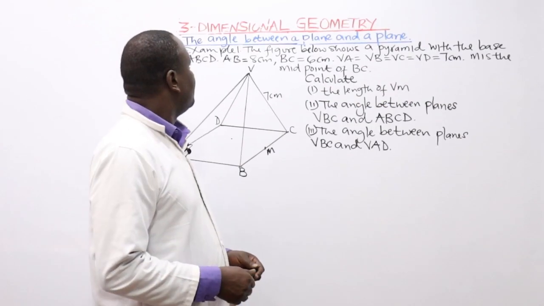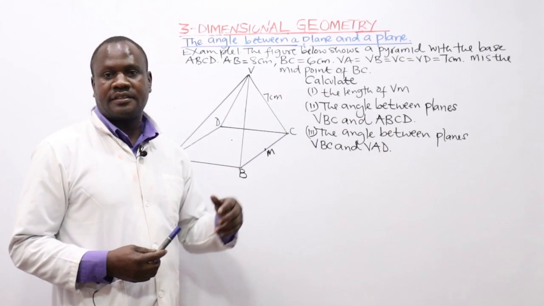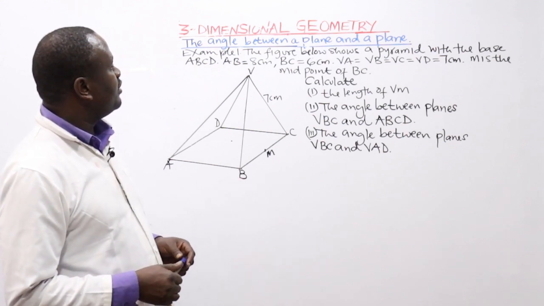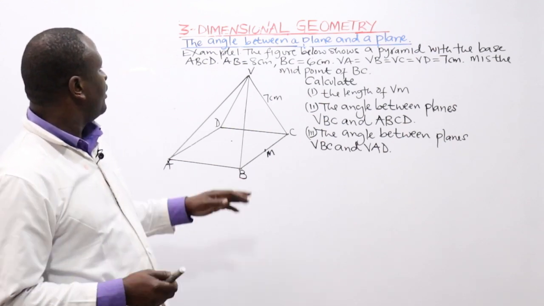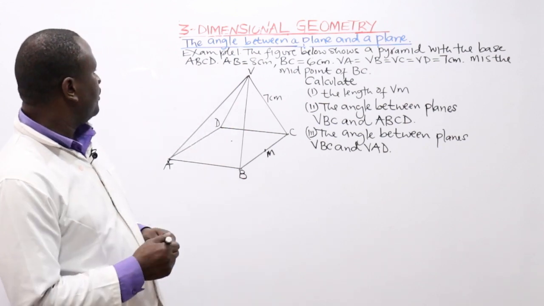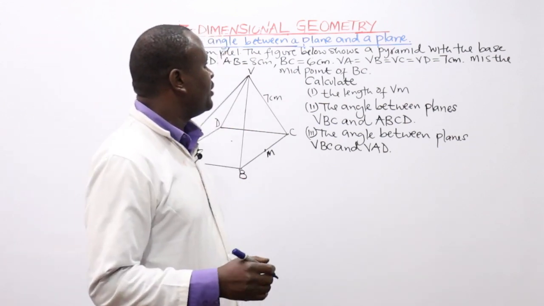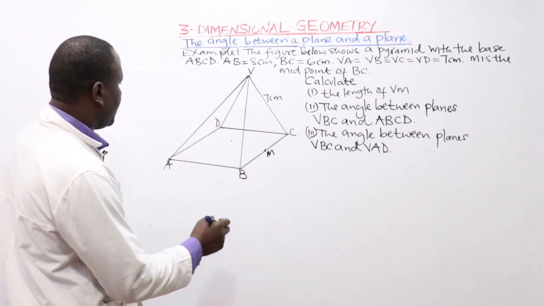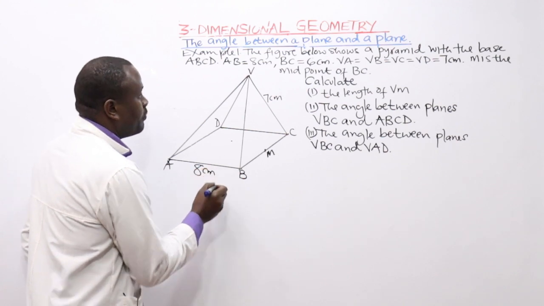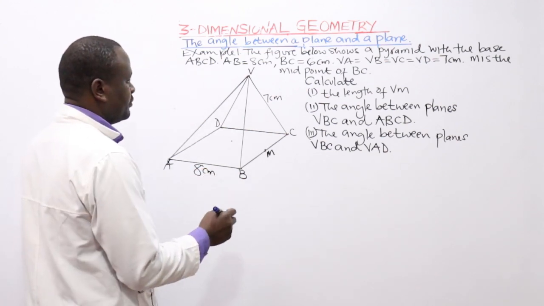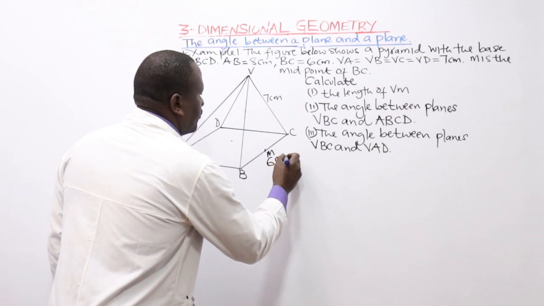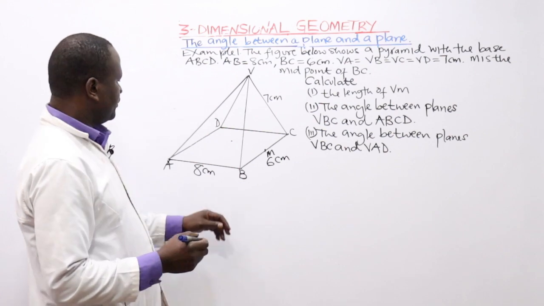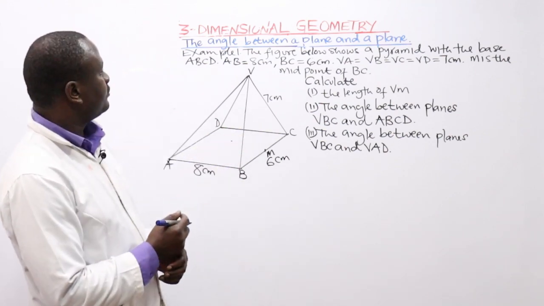Look at the example for the angle between two planes that intersect at a certain point or an edge. For example, in this question, we are told the figure below shows a pyramid with the base ABCD. AB is 8, BC is 6, therefore the other sides are also 6, and the other one is 8.